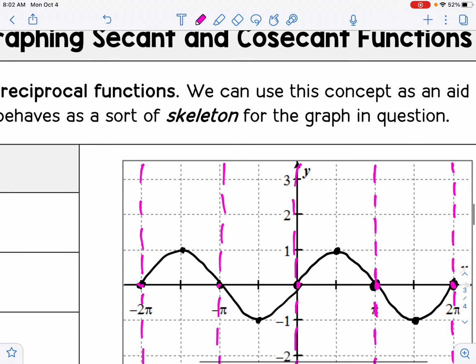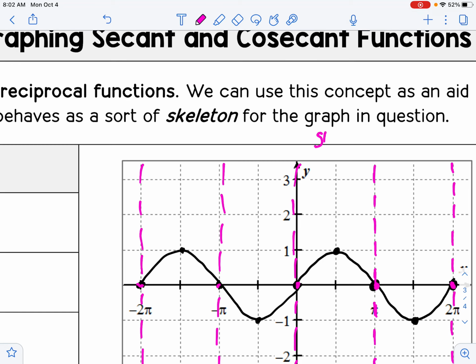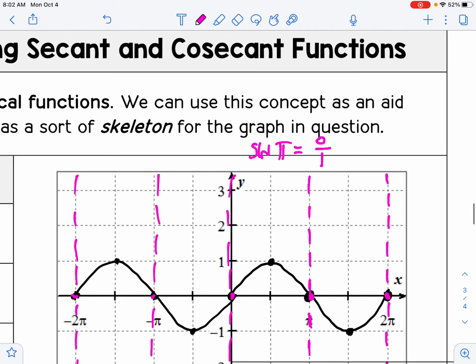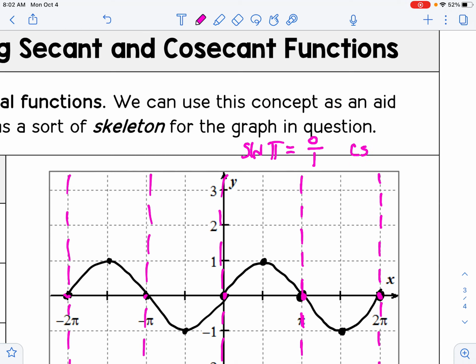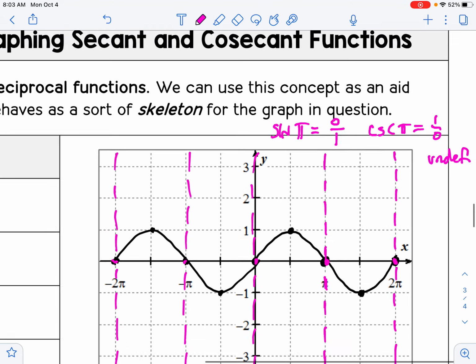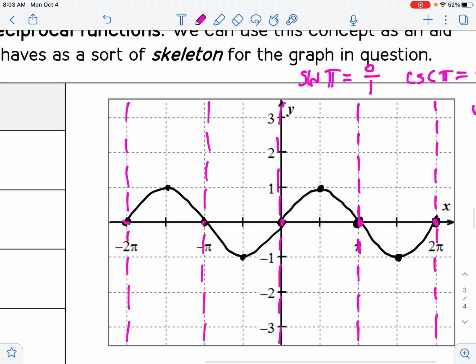Right, so sine at pi, again, just to rehash this, sine of pi is going to equal the y value over r, right? So the y value is 0, and the radius of the unit circle is always 1. What we're saying is that when we do the cosecant of pi, that fraction flips, and I have 1 divided by 0, which is undefined.